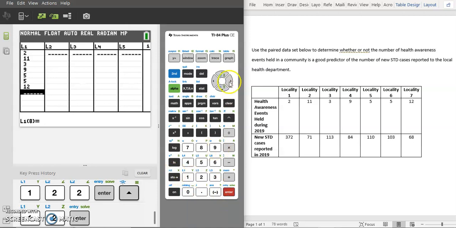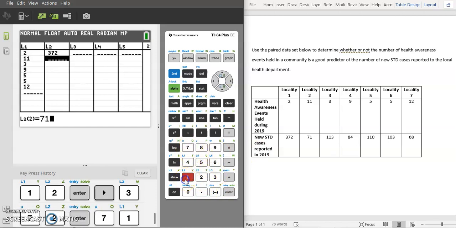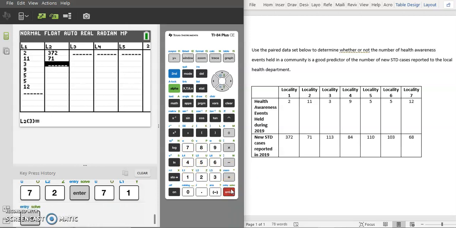There we go. And now I'm going to go over to L2, and I'm going to put in my STD cases reported. All right, so we've got our data sets put in.